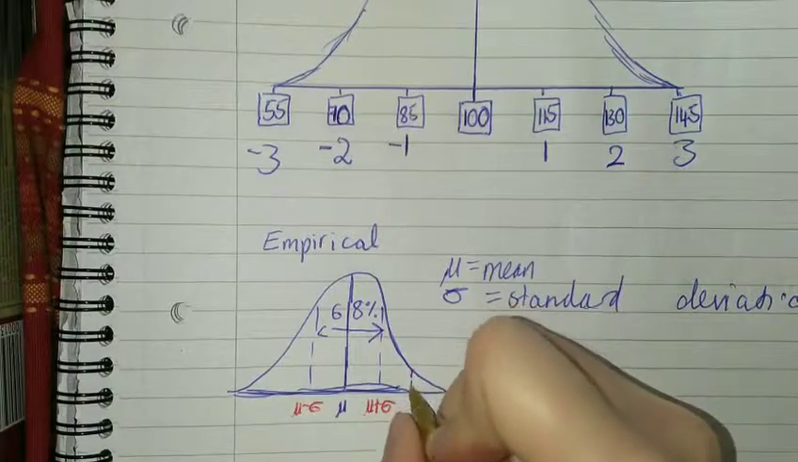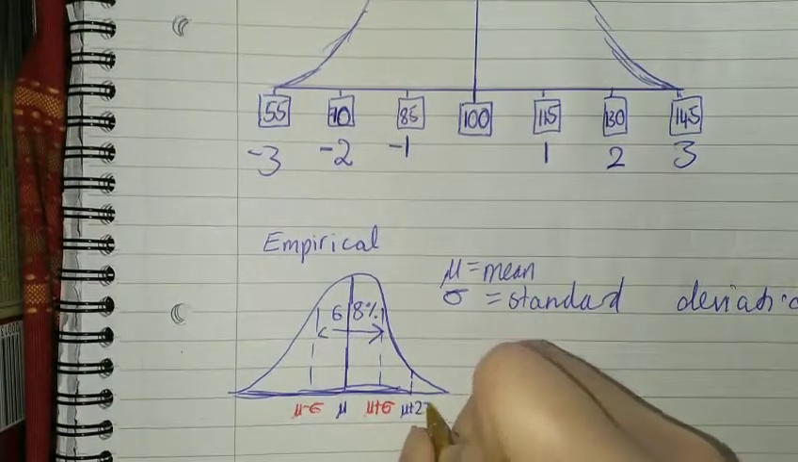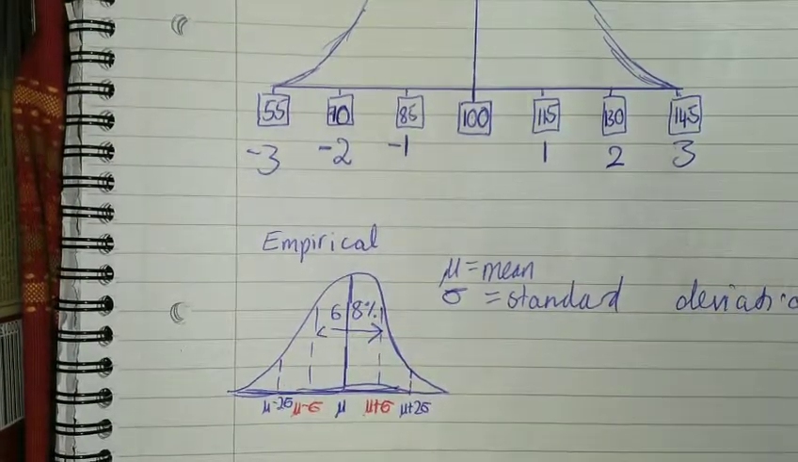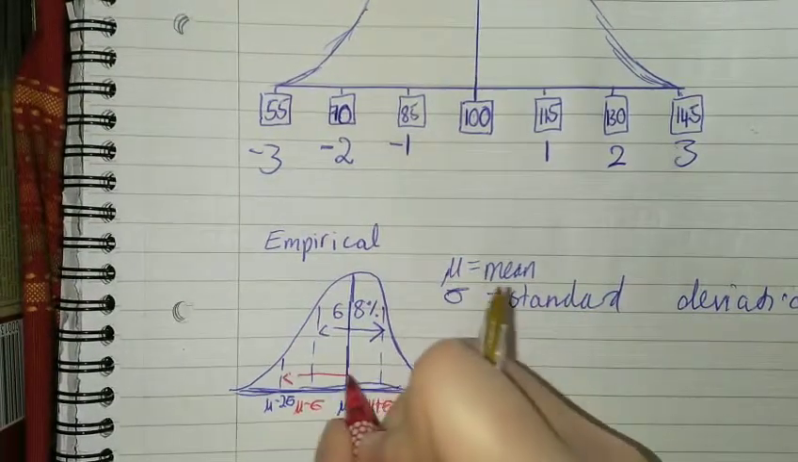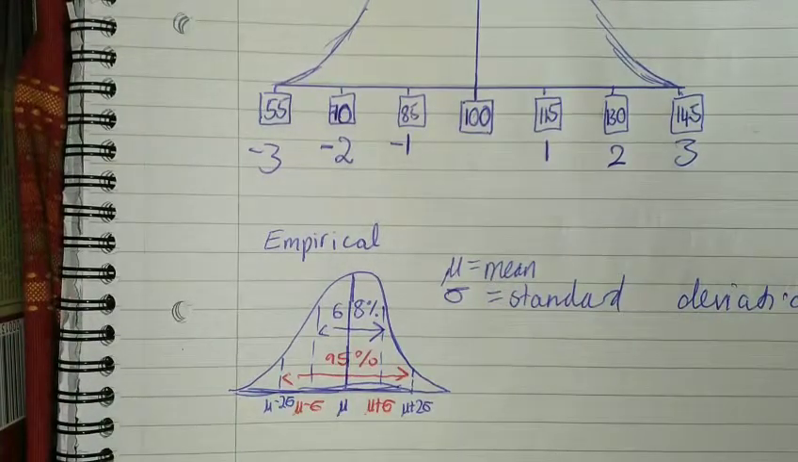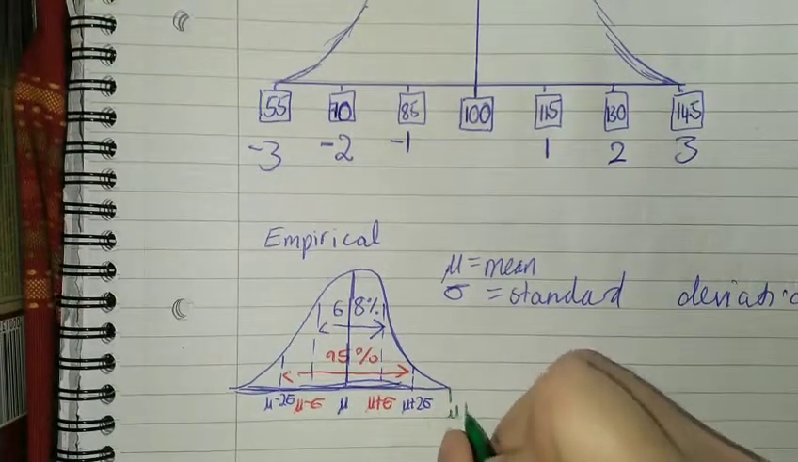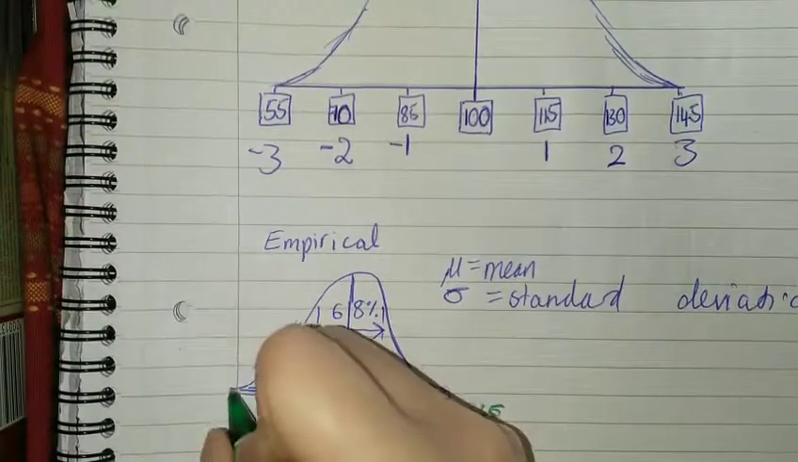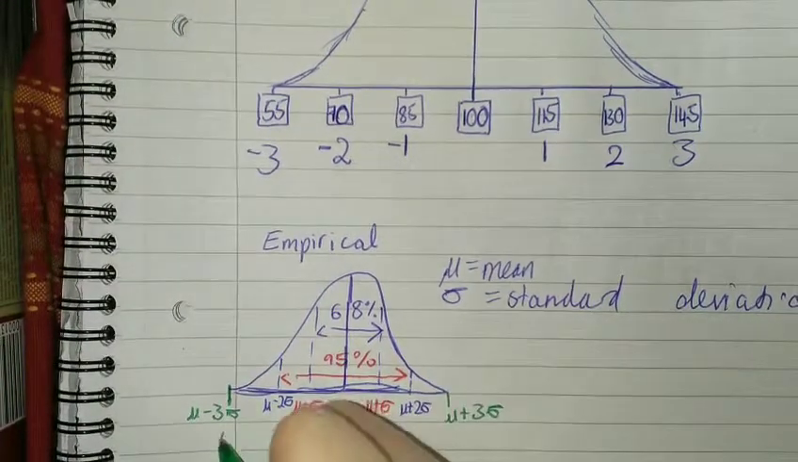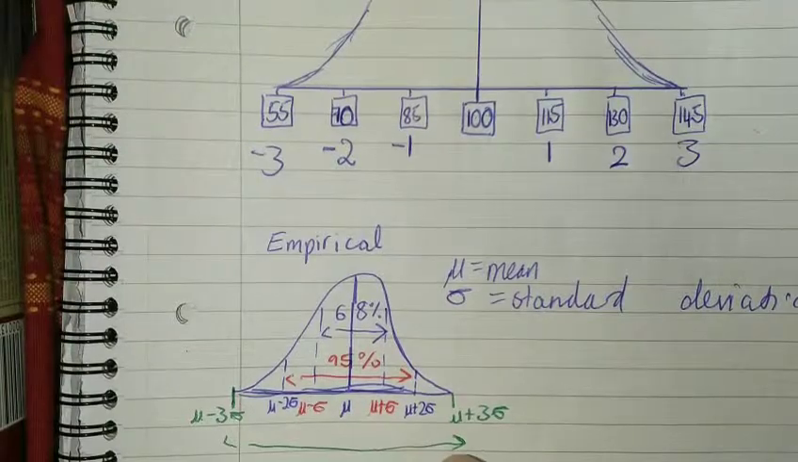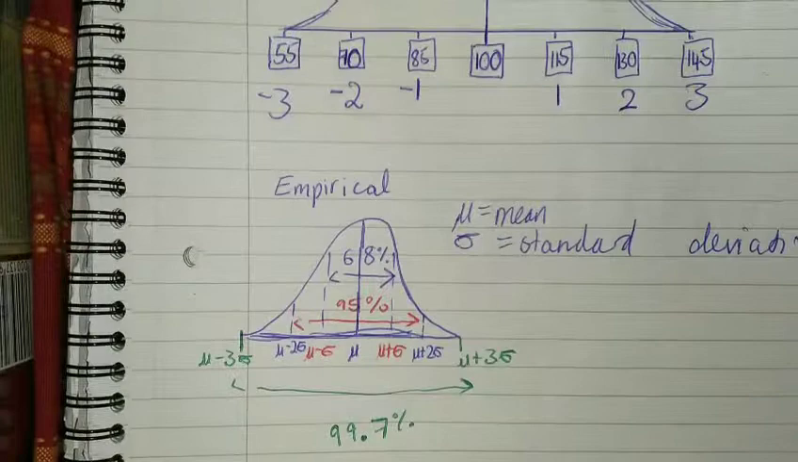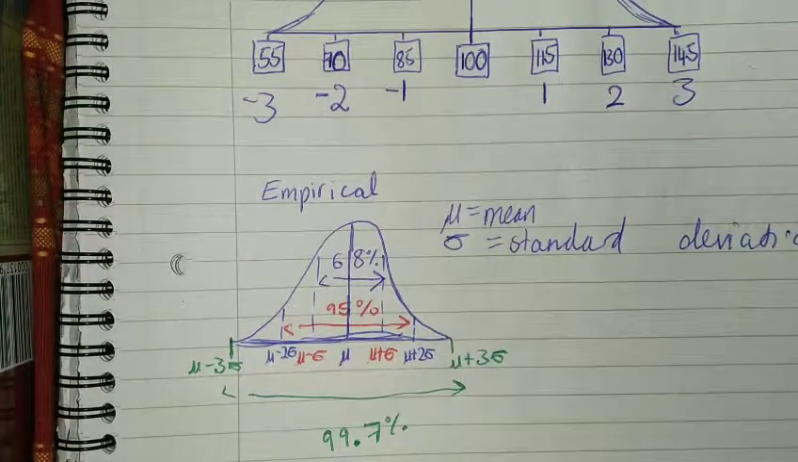If we add on 2 standard deviations, so the mean plus 2 standard deviations and the mean minus 2 standard deviations, we have 95% of all data. And if we go within 3 standard deviations, so the mean plus 3 standard deviations and the mean minus 3 standard deviations, we have 99.7% of all data within 3 standard deviations.